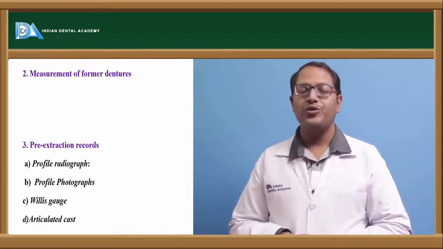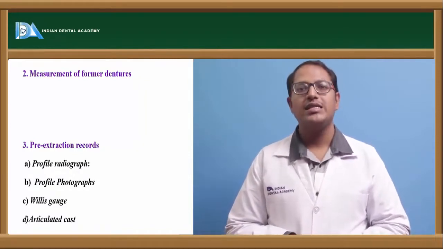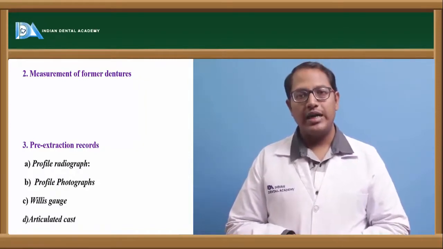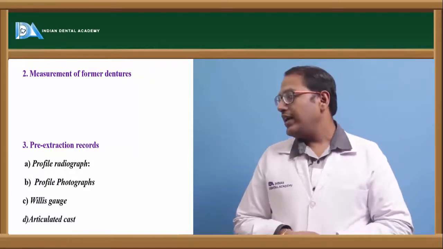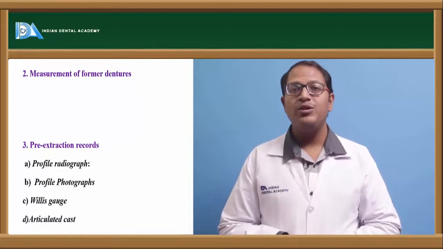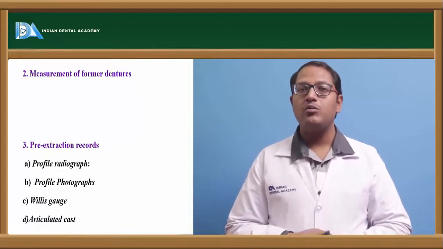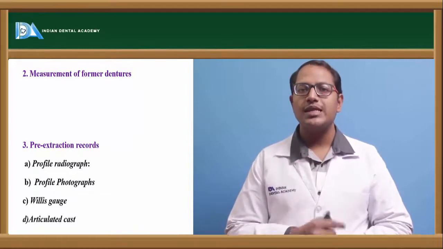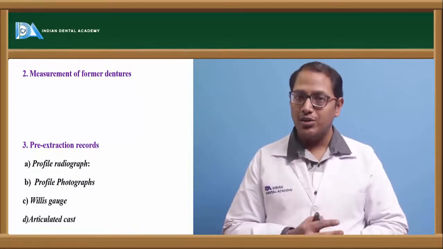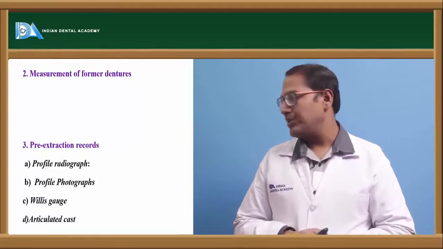For example, a profile radiograph, if the patient has a lateral ceph, or any other profile picture which the patient has, that will help us. Profile photographs, but that photograph should be life size. Then you can measure how much was the protrusion, how much was the retrusion, and whether the patient was skeletal class 1, class 2 or class 3, without going and opting for a radiograph.